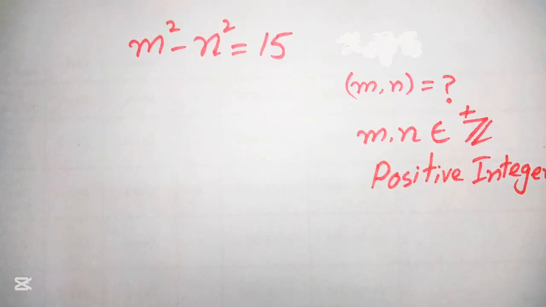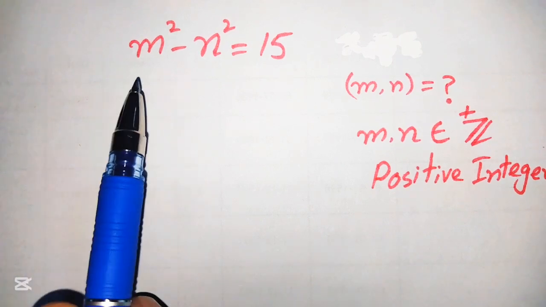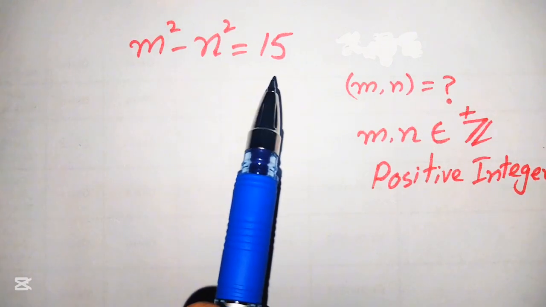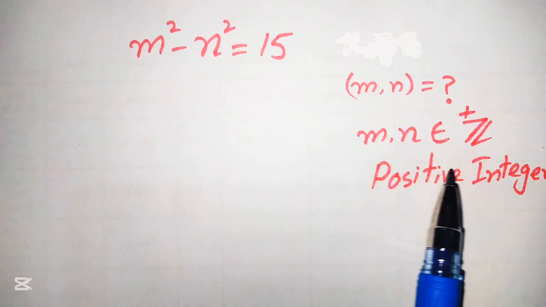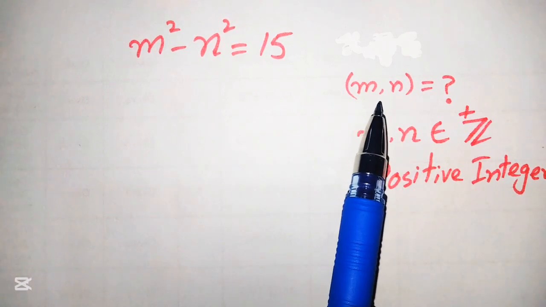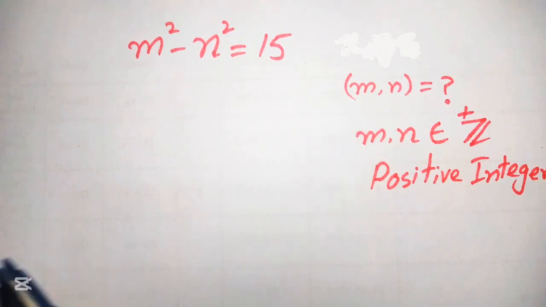Today we are going to solve a very interesting question, which is given as m square minus n square is equal to 15, where both m and n belong to positive integers, and we have to find the values of m and n. So let's start the solution.